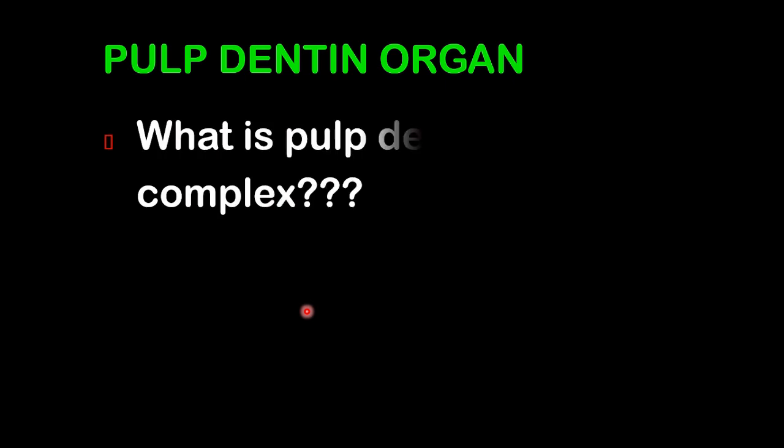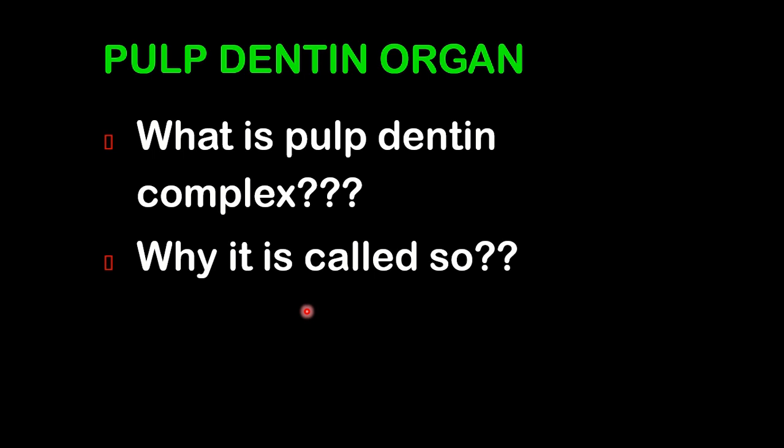So let's first discuss the pulp-dentin organ, which is often referred to as the pulp-dentin complex. So why is it called so? The pulp and dentin are anatomically and functionally integrated. Thus, they are referred to as the pulp-dentin complex. They are derived from the dental papilla, whose cells migrate to the first branchial arch from within the ectomesenchyme of the cranial crest. And these tissues remain closely associated during the developmental phase.